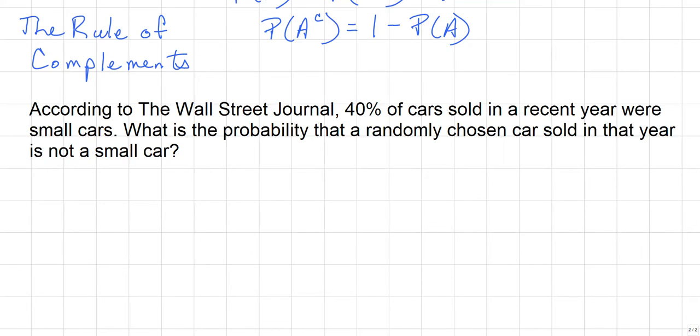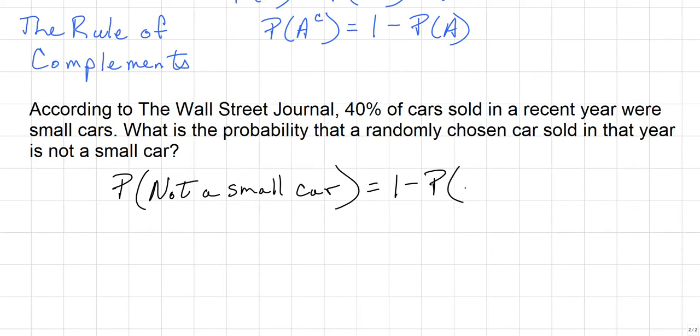Okay, so let's look at this problem. According to the Wall Street Journal, 40% of cars sold in a recent year were small cars. What is the probability that a randomly chosen car sold in that year is not a small car? Well, noting that our events are not a small car and small car, we can simply state that the probability that the car sold is not a small car is going to be equal to 1 minus the probability that it is a small car.